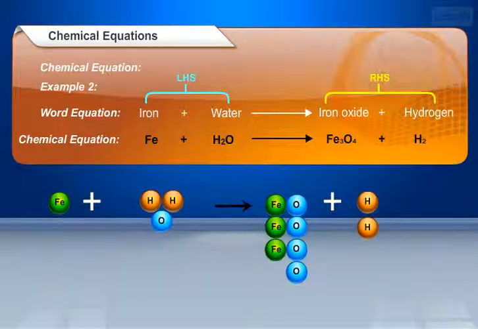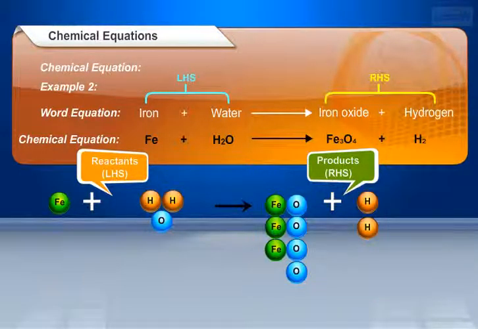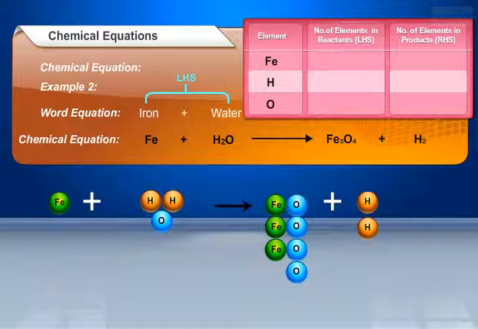Now identify the reactants and products in the reaction. Substances to the left-hand side of the arrow are called reactants. Here iron and water are reactants. Substances to the right-hand side of the arrow are called products. Here iron oxide and hydrogen are products. Now, let us balance the equation step-by-step procedure as we discussed earlier.